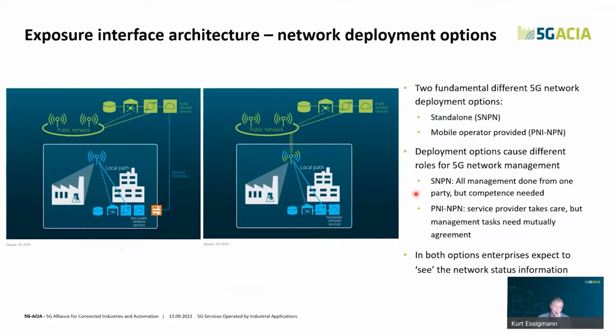So here you see two different network deployments. On the left side, we have depicted a standalone private network. The terminology for that one, according to 3GPP, is SNPN, standalone non-public networks. This is a self-contained network where you have all the network elements and all the network functions on the enterprise premises. So this network can run completely independent of the outer world.